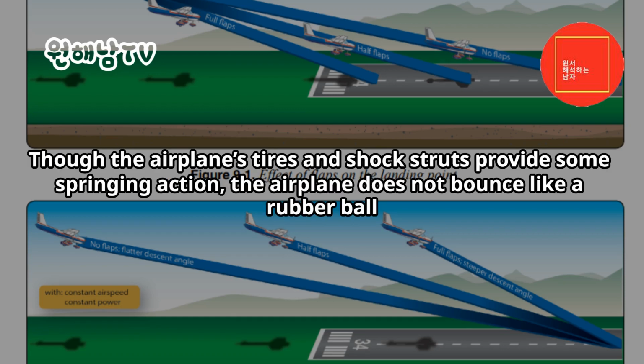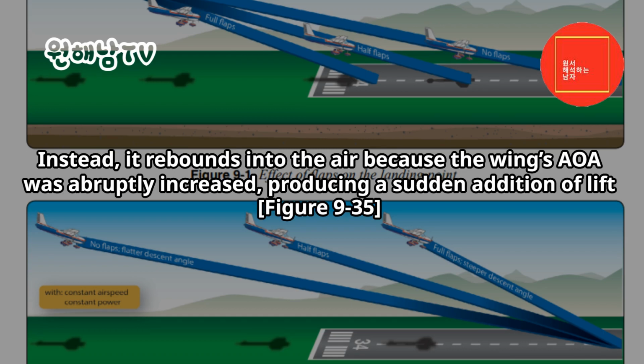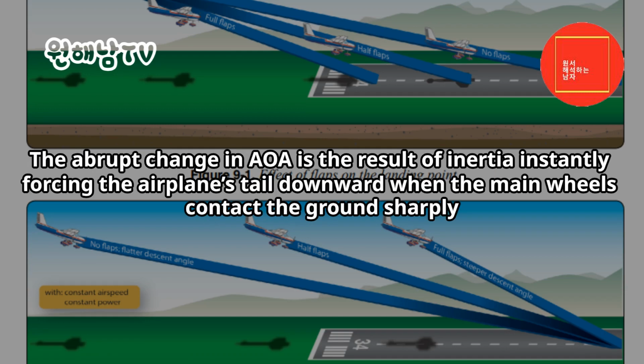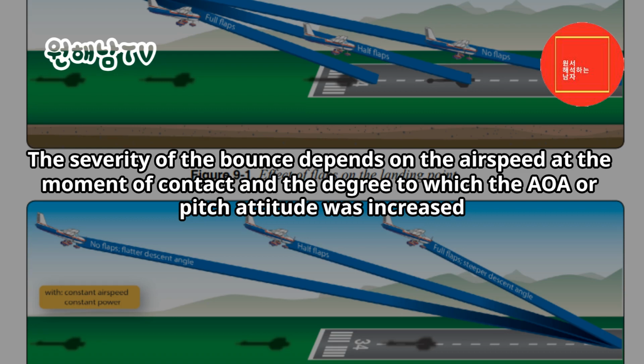Though the airplane's tires and shock struts provide some springing action, the airplane does not bounce like a rubber ball. Instead, it rebounds into the air because the wing's AOA was abruptly increased, producing a sudden addition of lift. Figure 9-35. The abrupt change in AOA is the result of inertia instantly forcing the airplane's tail downward when the main wheels contact the ground sharply. The severity of the bounce depends on the airspeed at the moment of contact and the degree to which the AOA or pitch attitude was increased.